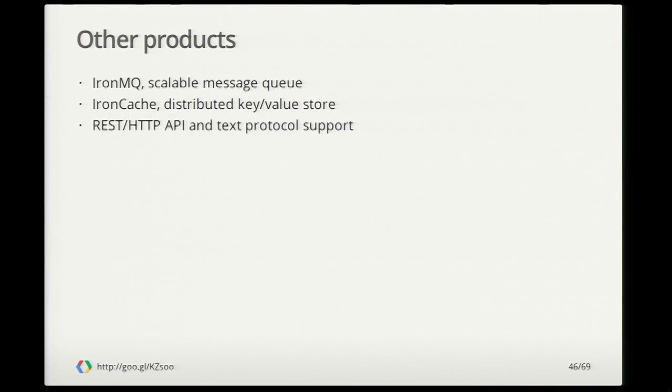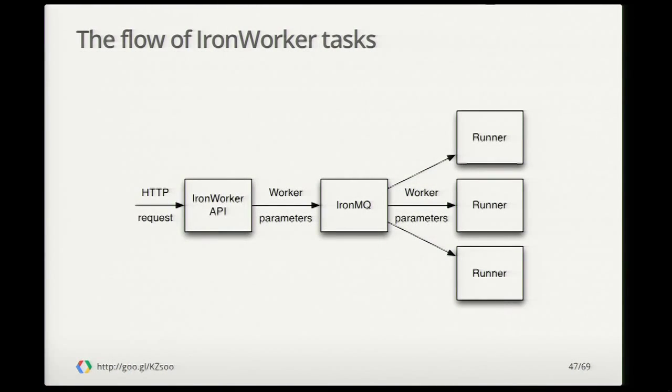We have a couple other products written in Go. One is IronMQ, a scalable message queue. It runs underneath Iron Worker and sends all your task data to the runners. And then Iron Cache, which is our latest product. It's a distributed key value store. Both these have RESTful HTTP APIs and text protocol support, Beanstalk in the case of IronMQ and Memcache in the case of Iron Cache. So here's just an illustration of the flow of data through Iron Worker and IronMQ.